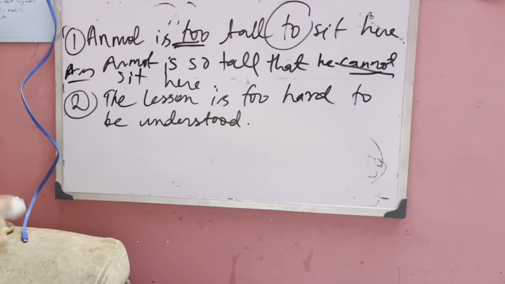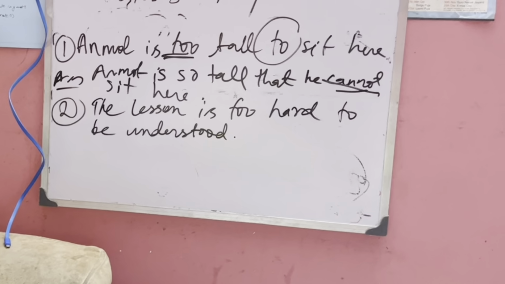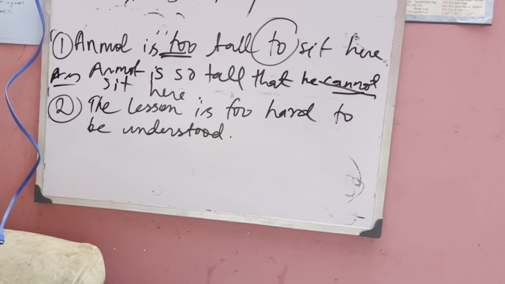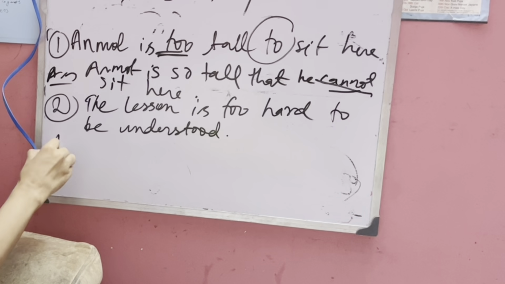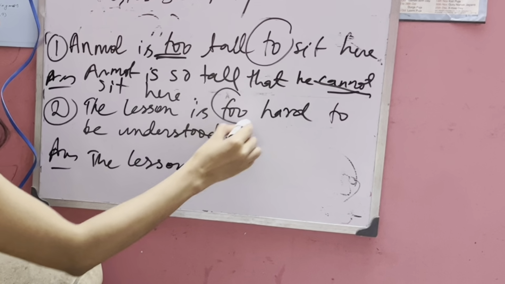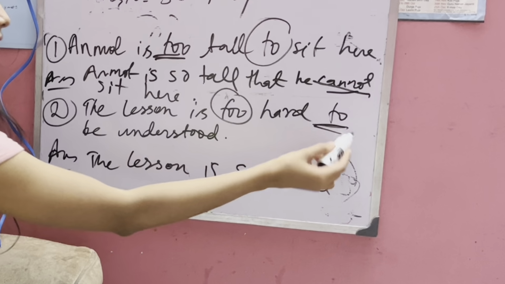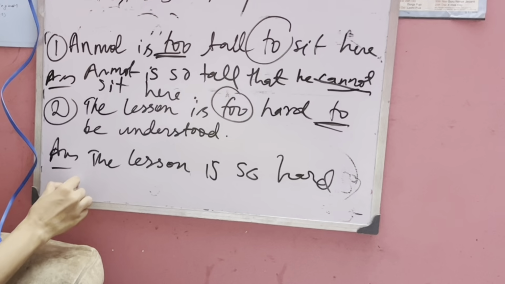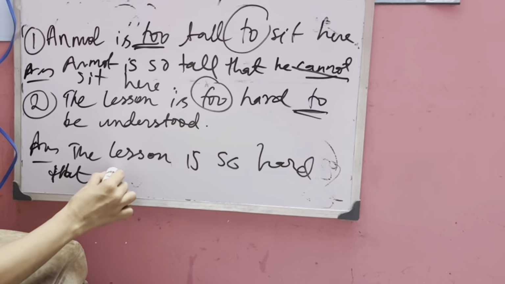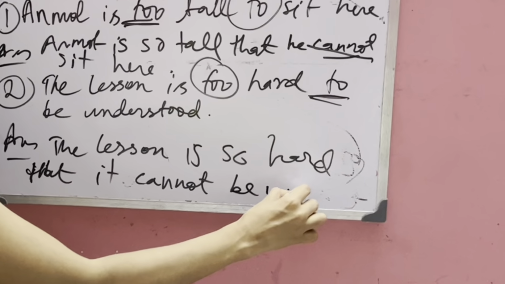Next one. The lesson is too hard to be understood. I hope this lesson won't be hard anymore after my explanation. So you can subscribe to my channel if you like my videos. Okay, so the lesson is so, replace to by so, hard. Again this is a positive sentence. So that the lesson is so hard that it cannot be understood.